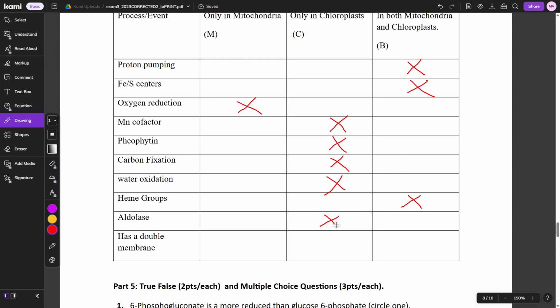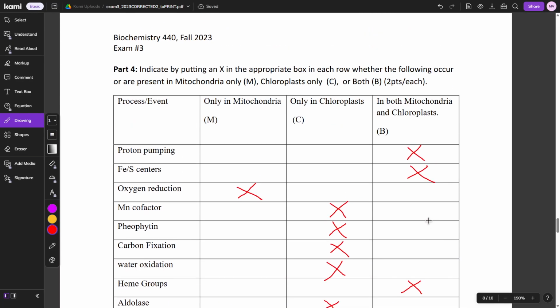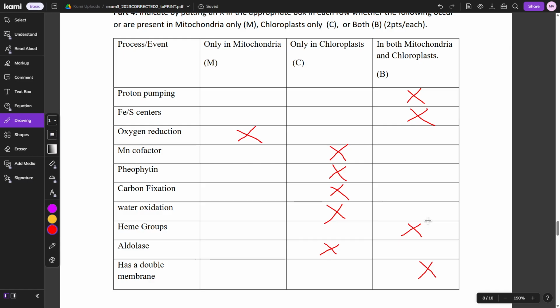Yeah? Okay. Has double membrane. This one should be pretty straightforward. Both. Yeah, both have double membranes. Cool. Any other questions on this? I'll come back to it at the end, hopefully.